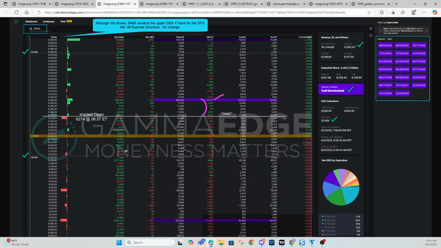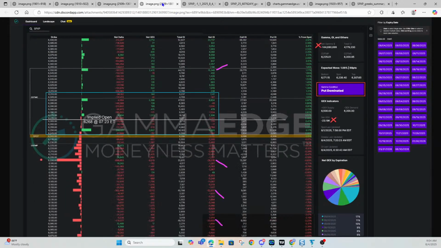If we're above these via spot price, you'll notice 6200 down here is a significant level also via the SPXA. So some key levels to watch via the overall larger option structure as we head into the August expiration.